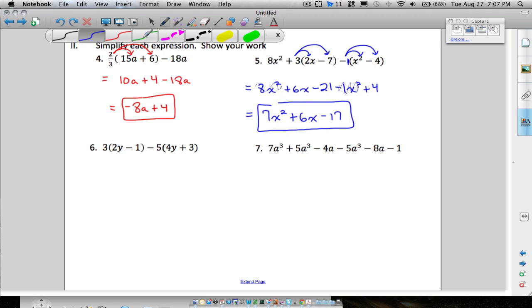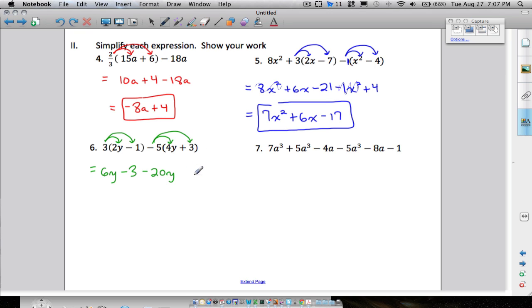On to number 6. Distributing again. 3 times 2y, that is 6y. 3 times a negative 1, that's a negative 3. So I'll write subtract 3. Be careful with your signs here. This is a negative 5 times 4y, so that becomes minus 20y. And then a negative 5 times a positive 3, that's a minus 15, because that's a negative 15.